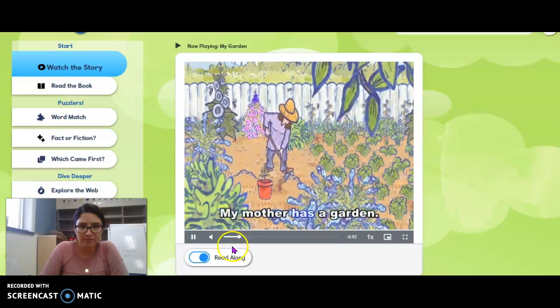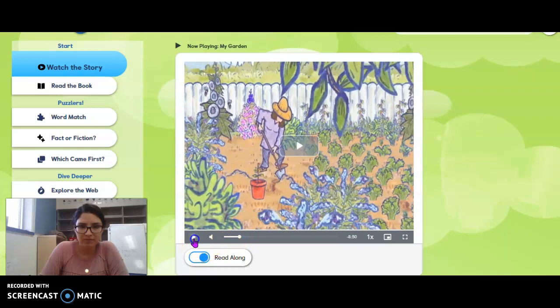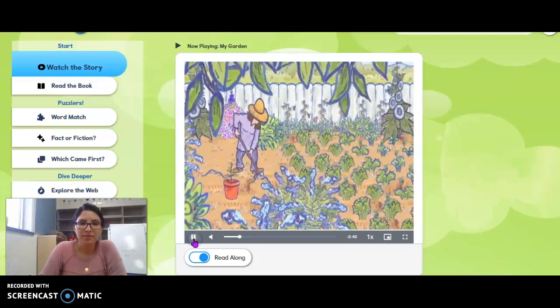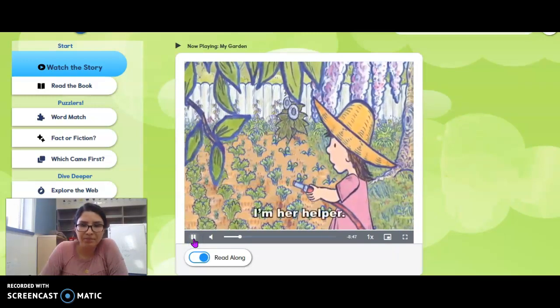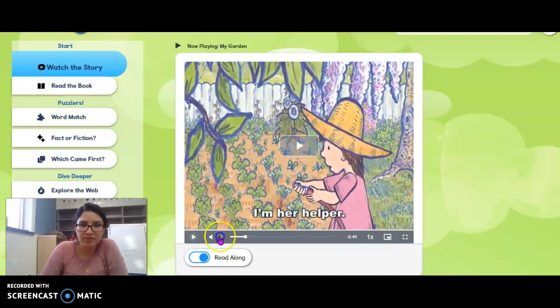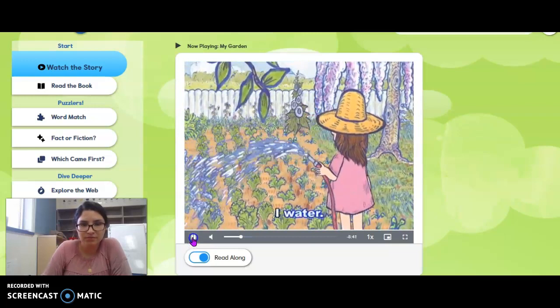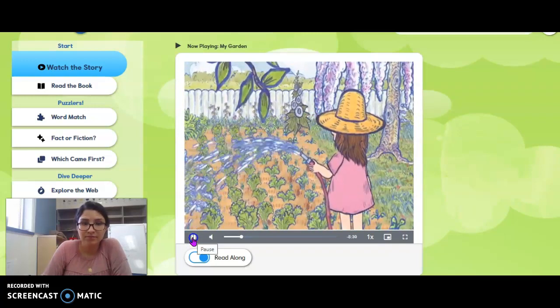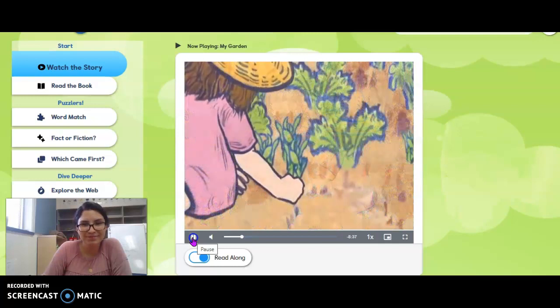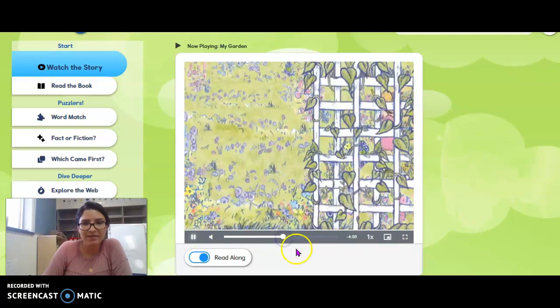My mother has a garden. My is a good clue word for first person, remember? My. I'm her helper. I'm, that is a contraction for I am. Another clue word. I water. Another clue. Let's skip ahead.